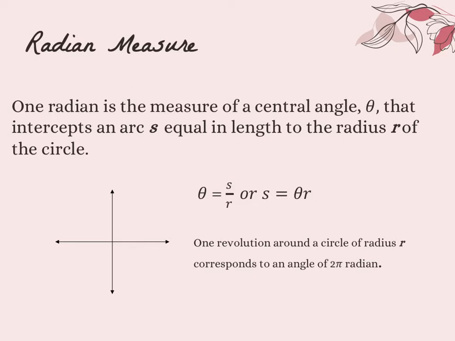So a radian is the measure of a central angle theta that intercepts an arc S equal in length to the radius of the circle. So what happens now is the radian would be the same thing as if the radius is equal to the length of the arc. So one revolution around the circle with a radius of r corresponds to an angle of 2 pi radians. All this means is if I start here, I go all the way around my circle and back around again. How many degrees is that normally?